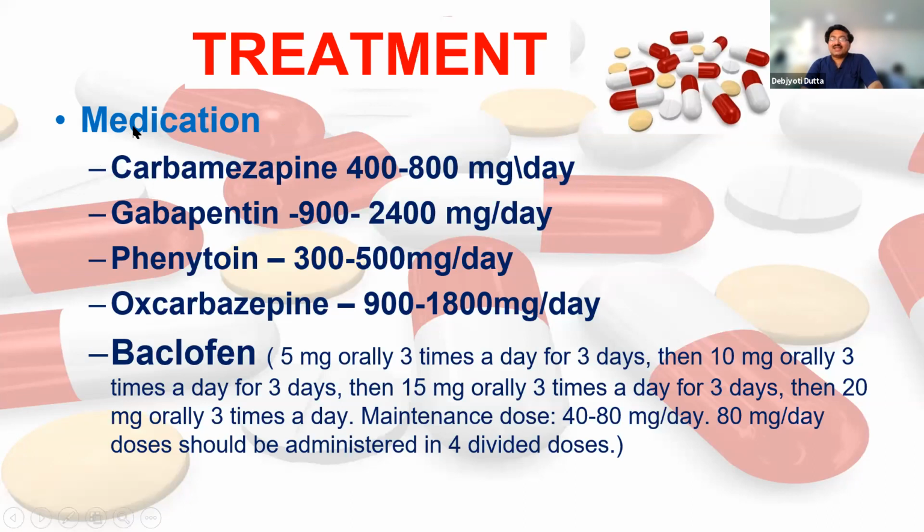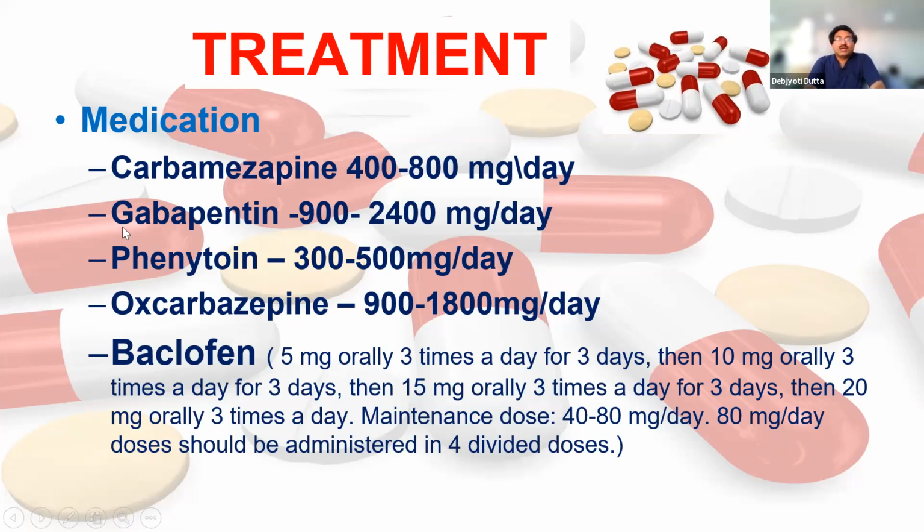Now, if the patient is not responding to carbamazepine, the next drug to try is oxcarbazepine. The usual effective dose is between 900 to 1800 milligrams, but in some patients even a dose below this works. So I usually start with 150 milligrams once daily with the sustained release preparation, then gradually increase according to the response. Or even in some patients you can start with 50 milligrams thrice a day initially.